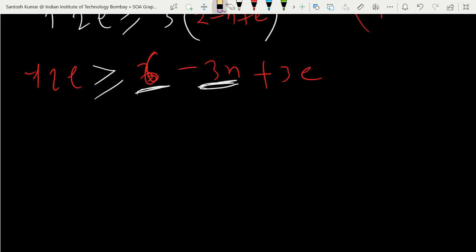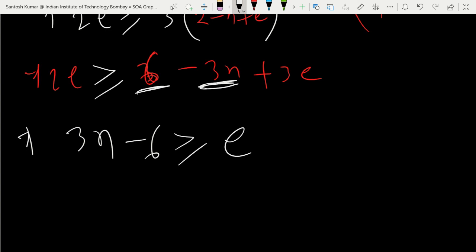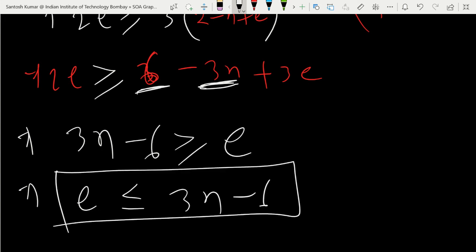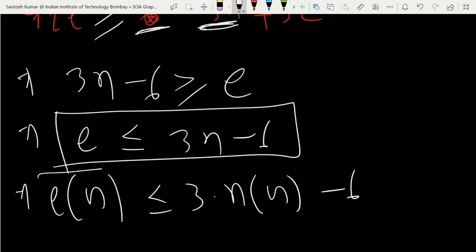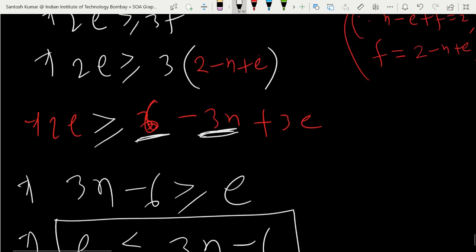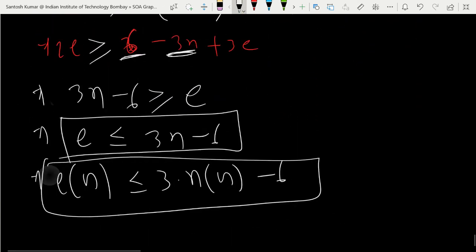So let me continue again. 2e is more than or equal to 3e minus 3n plus 6, so bring 3e and 3n to the left side, 6 to the left side, and 2e to the right side. Fine. So now we decided E is less than or equal to 3n minus 6, which we wanted to prove. So you can say e of g is less than or equal to 3 times n of g minus 6. So it was a mistake there. Okay, so this is the one result.